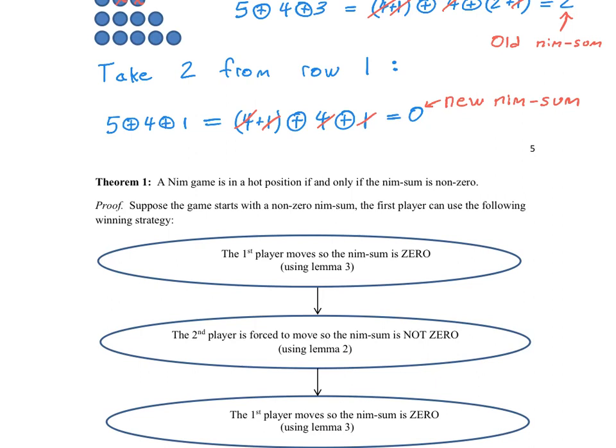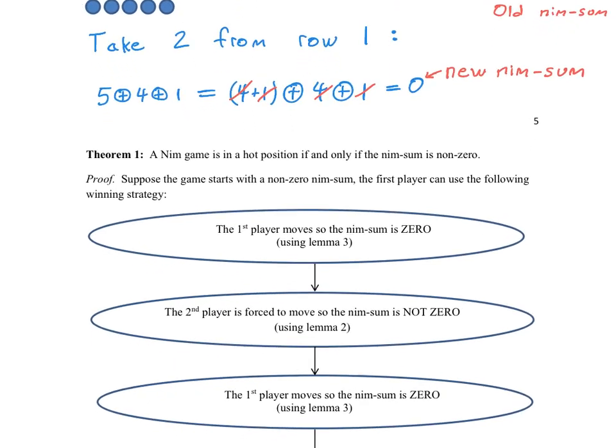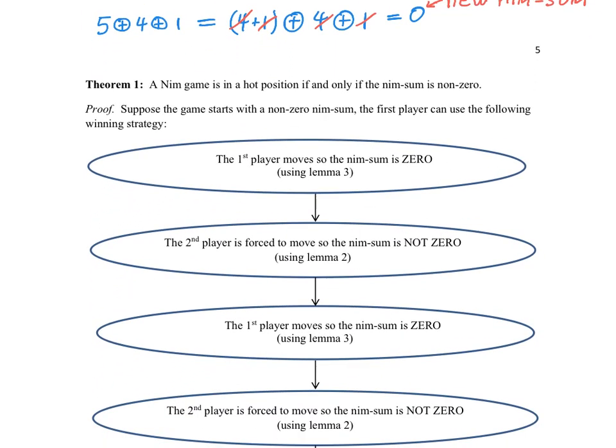Okay, so how can we prove this statement? This proof we will go through. This is an important one. So suppose that the game starts with a non-zero nim sum. What can the first player do? Well, we just learned that the first player can always change the nim sum to 0. So the first player moves so the new nim sum is 0. That's their job. And that was described in lemma 3, saying that we'd always be allowed to do that.